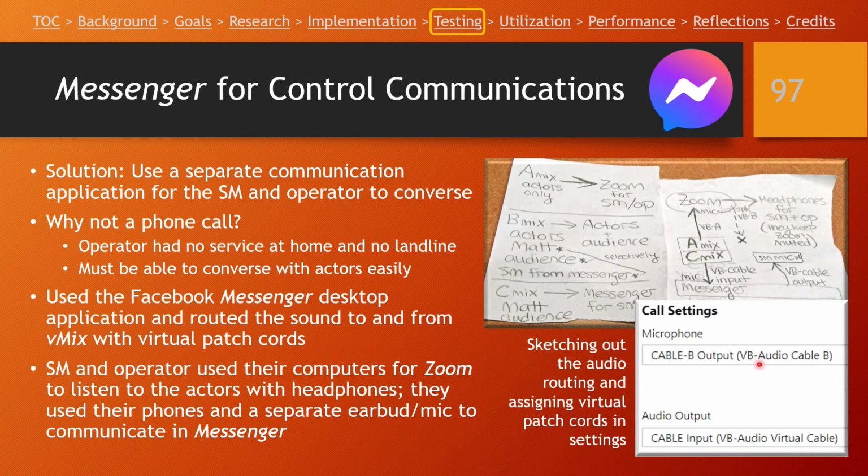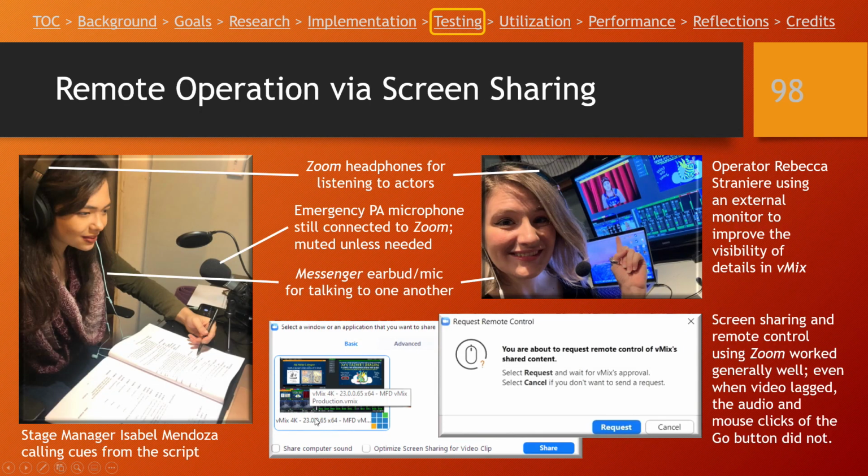This is the microphone and the audio setting in Facebook Messenger. And these are my scribblings trying to figure out how we should achieve all of this routing with vMix and Facebook Messenger and Zoom. So essentially what ended up happening is the stage manager and operator used their computers for Zoom to listen to the actors with their headphones, and then they used their smartphones and a separate earbud and mic to communicate in Messenger. So that looked like this.